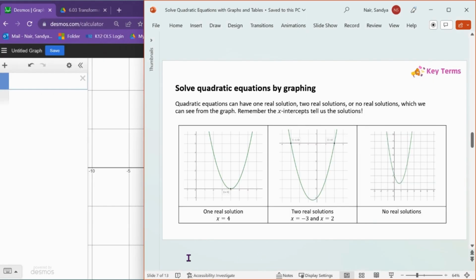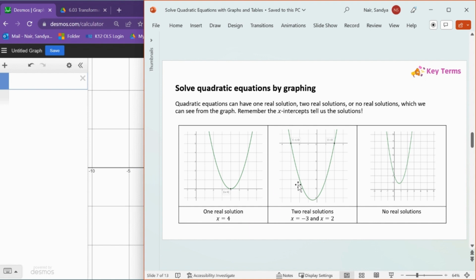So we can also solve quadratic equations by graphing. Remember that quadratic equations can have one real solution, two real solutions, or no real solutions, which we can see from the graph. Because remember that the x-intercepts tell us the solutions to the equation. So you can see here this graph in this first image has one real solution because it has one point where it intercepts the x-axis, and that's going to be x equals 4.